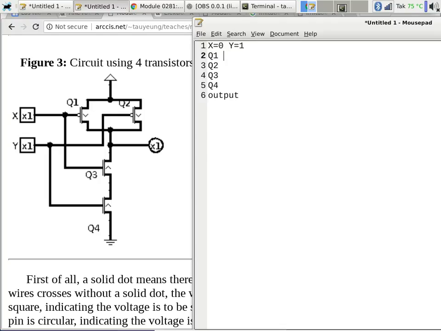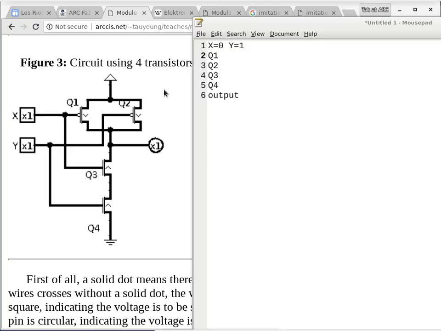Which also means I need to go over what is a dot here and what does it mean without a dot. So without a dot, which is kind of like this part, it's flying over. The two wires are basically quote unquote flying over each other. They are not electrically connected. Let me just point out which part I'm talking about. So with this part here, these two wires are flying over each other. They do not electrically connect.